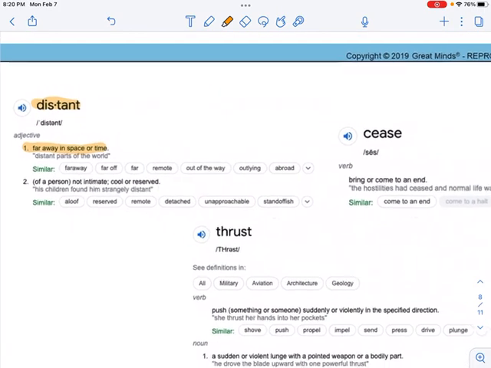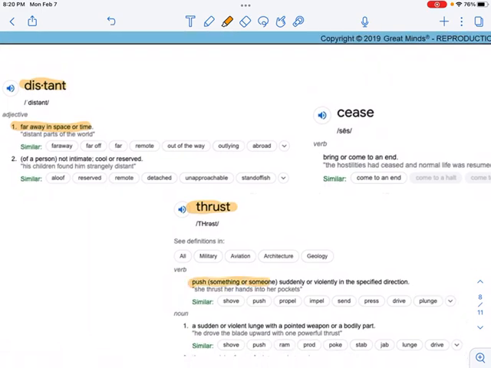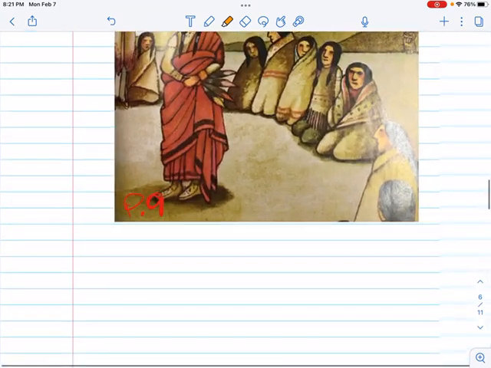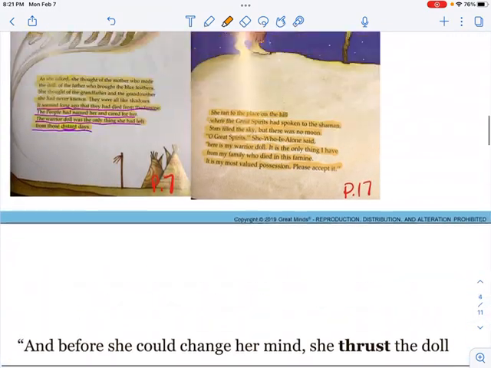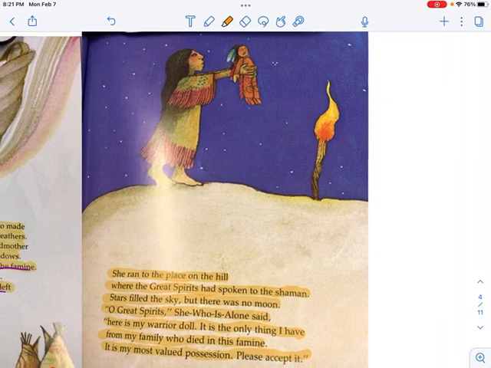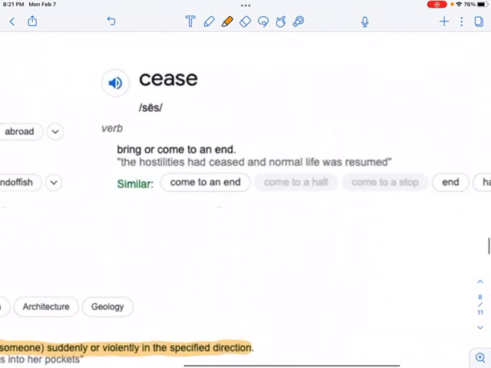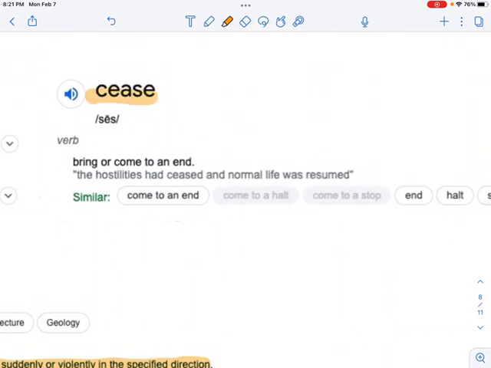Our next word was thrust. Thrust means to push something or someone suddenly or violently in the specified direction, or a sudden or violent lunge. So thinking about, I'll go back to the page, this picture of the girl and her doll. If she's going to thrust the doll into the fire, she's pushing the doll into the fire. And our last word was cease. And it means to bring or come to an end.